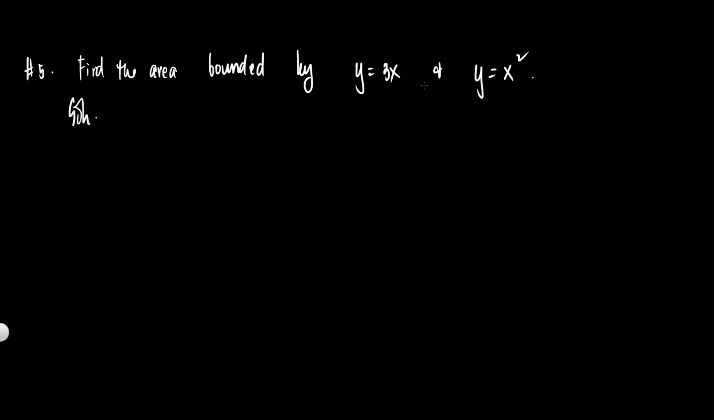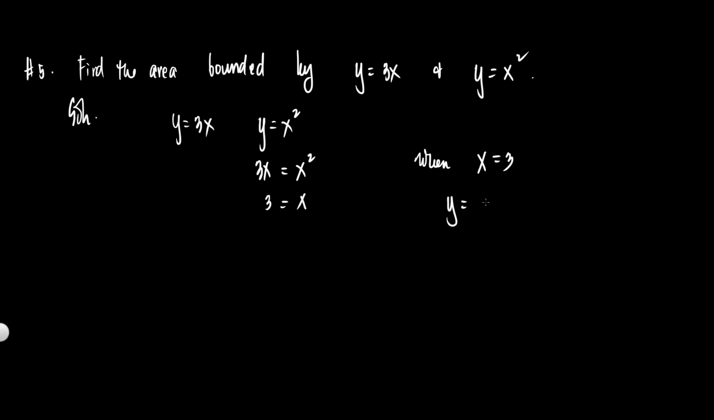So, if you're going to solve these two equations simultaneously, we have y equals 3x and y equals x squared. So, substitute natin yung y, which is 3x equals x squared. So, therefore, x is equal to 3. Now, when x is 3, what is y? So y is equal to 3 by 3, which is 9.